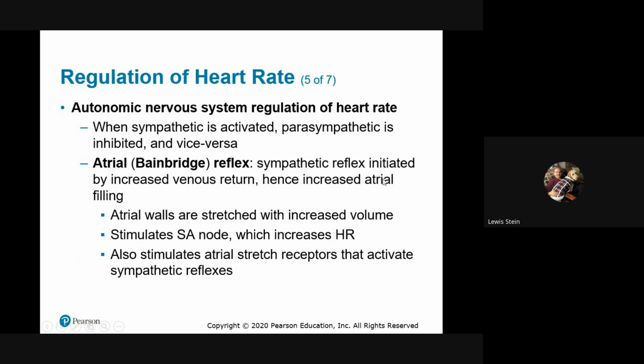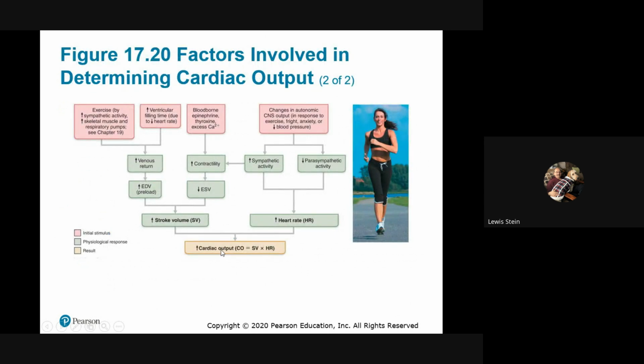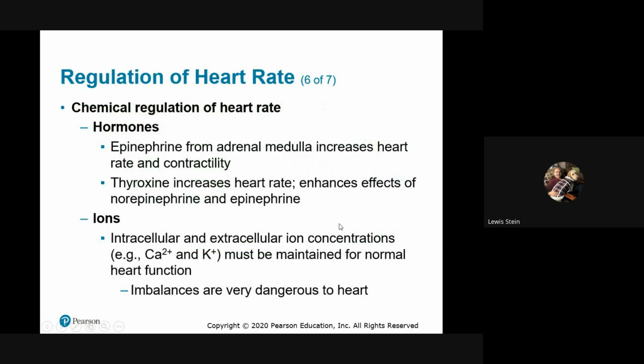So this is the atrial. This is a sympathetic reflex that comes from the increased venous return. And again, a useful chart to show you things that occur without going over it at length.